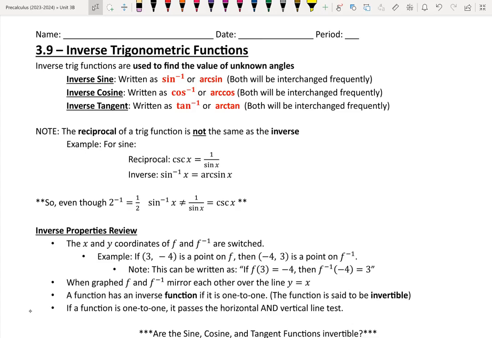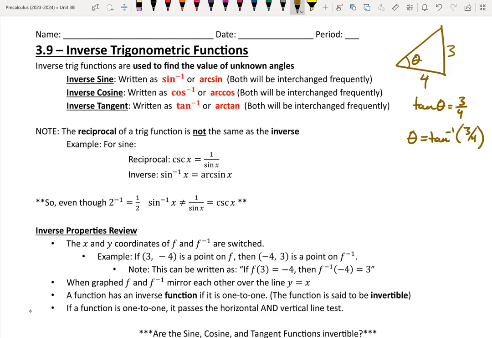And these are what we use to allow us to find angles. We did this when we had triangles. So say a triangle, we had this angle here. We're told, hey, this is 3, 4. Find the angle. And you said, oh, okay, so that would be tangent of theta equal 3/4. And you said, oh, okay, theta would be tan inverse of 3/4. We use the inverse function to allow us to find the value of unknown angles.